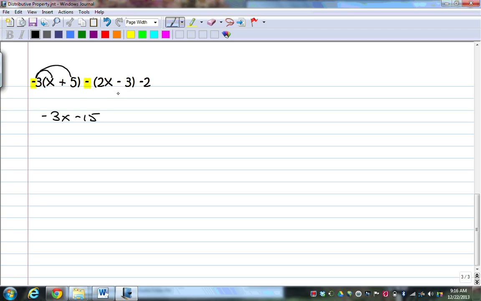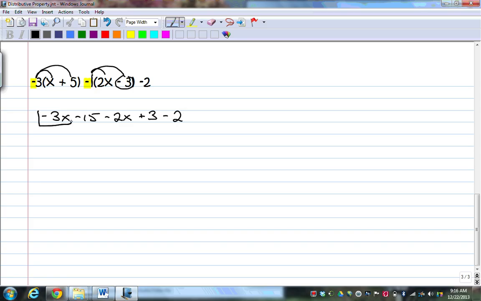On to the second part here. Remember that if there's no number written in front, it's the same as having a 1. A negative 1 being distributed to everything on the inside just changes the sign of everything on the inside. So a negative 1 times that positive 2x makes it a negative 2x. And a negative 1 times this negative 3 gives me a positive 3. And then I have minus 2 out on the end.